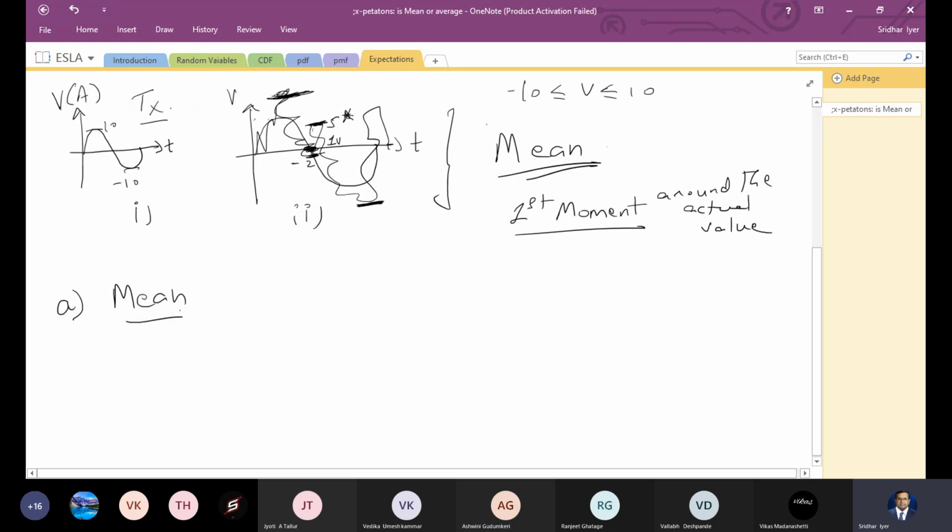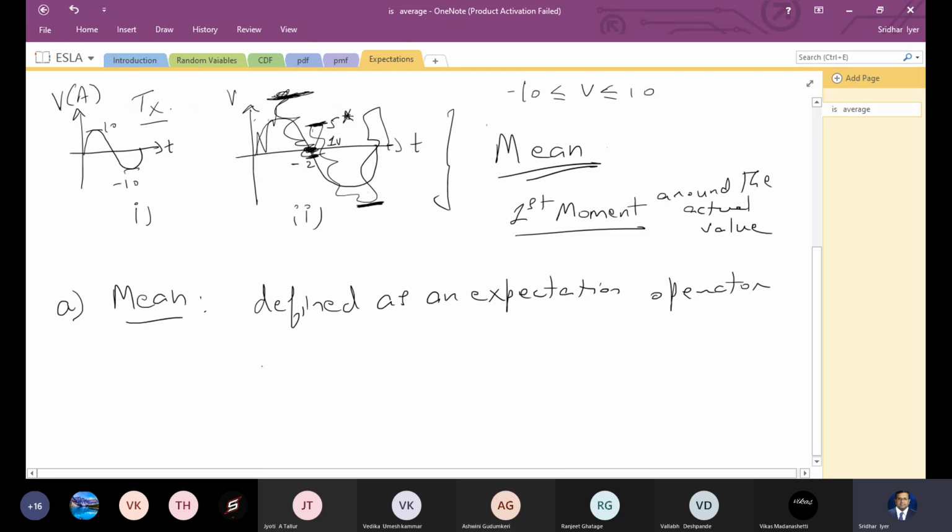Okay. So the mean is defined as an expectation operator, and we are going to stick to E of some value, and we'll fill this value very soon, right? And this operates on the random variable, defined as an expectation operator operating on a random variable, capital X, right?